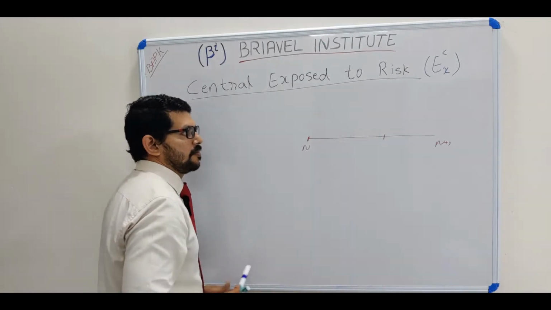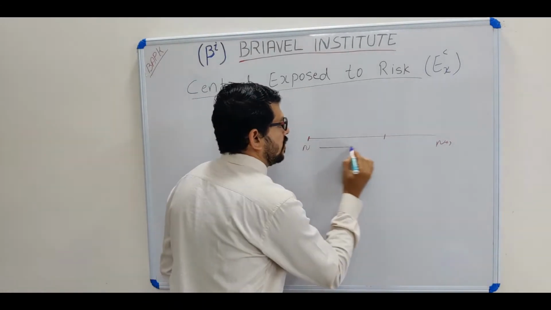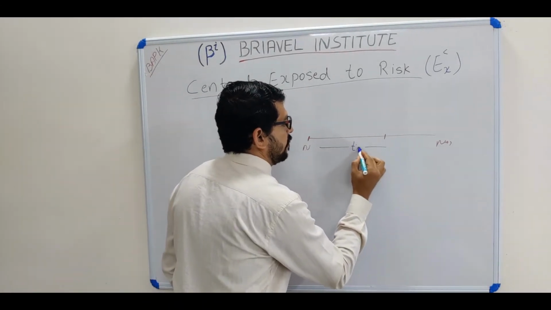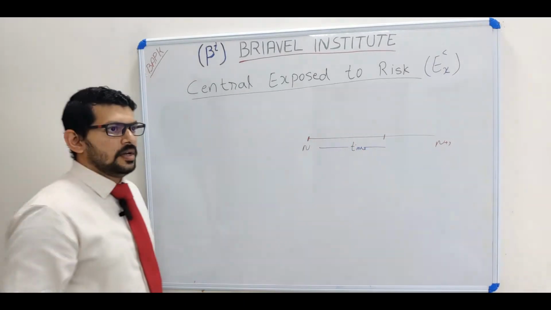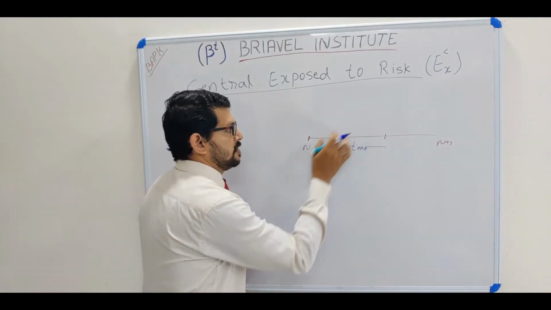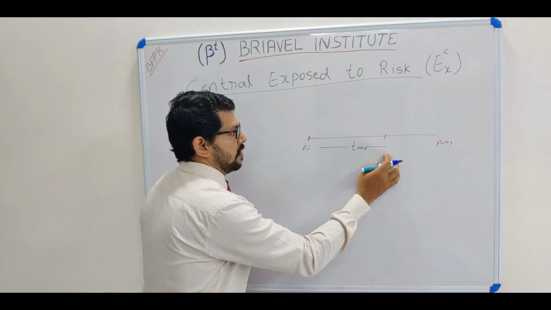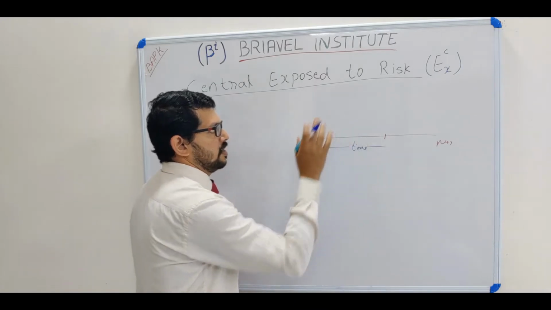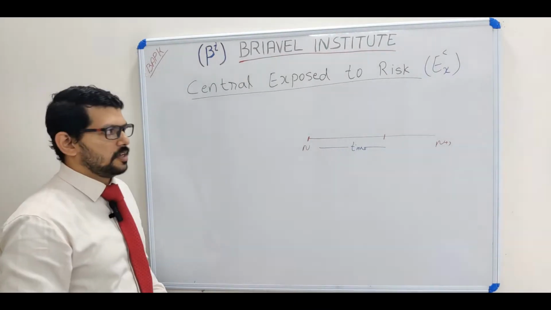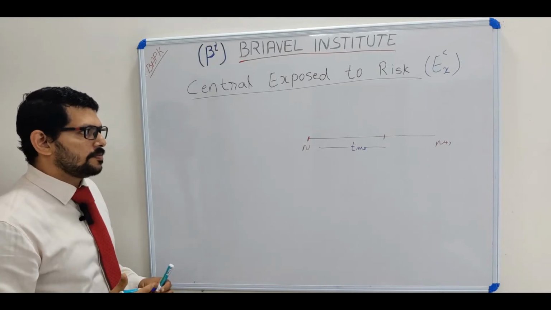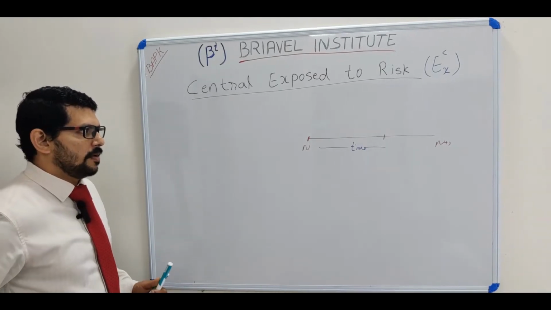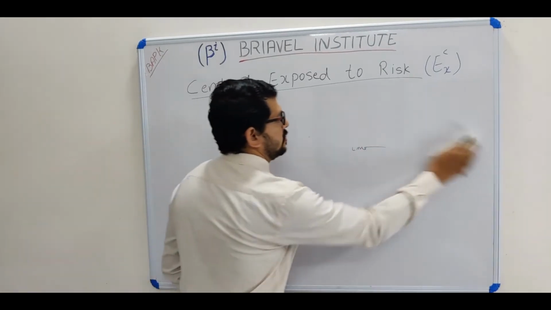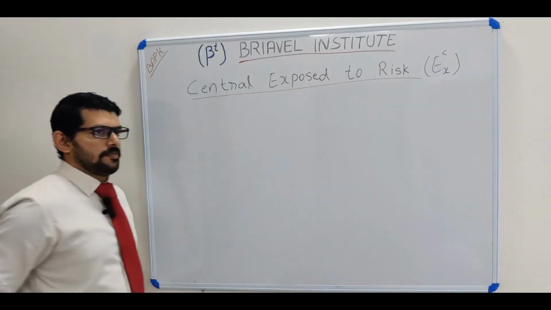So this total time from here to here, what is the time spent on the observation? The total time spent in the observation from here to here is called the central exposed to risk. I'll tell one story and explain what is the central exposed to risk.